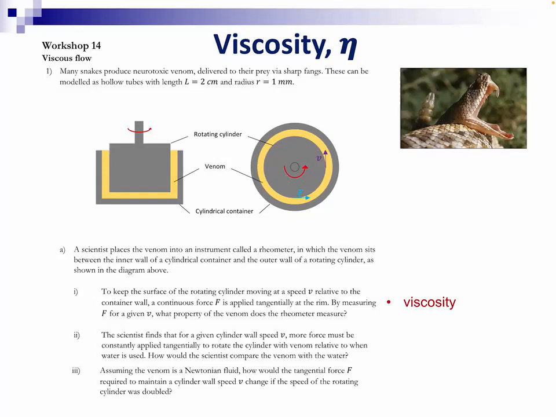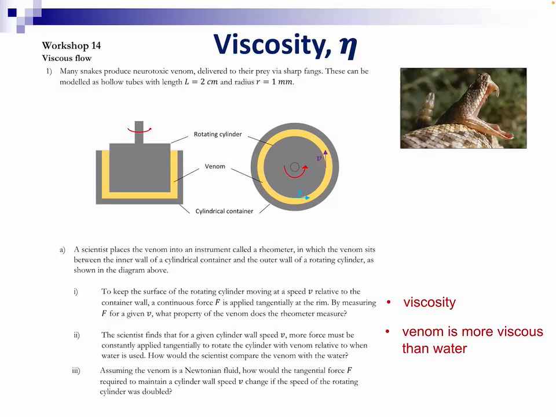The more viscous it is, the more force should be exerted to maintain the speed. Right, so that jumps to the next question. To keep the rheometer moving at a speed v, let me just change this. So for a given speed v, more force must be applied. How would the scientists compare venom with water? Which one is more viscous? Venom, if you need to apply more force to keep the venom moving at the same speed as water.